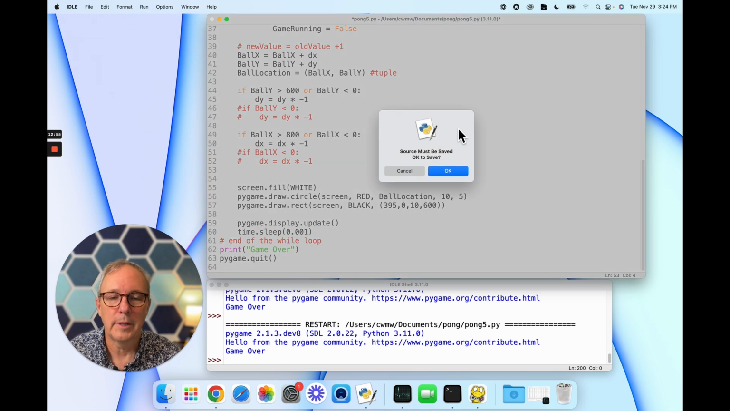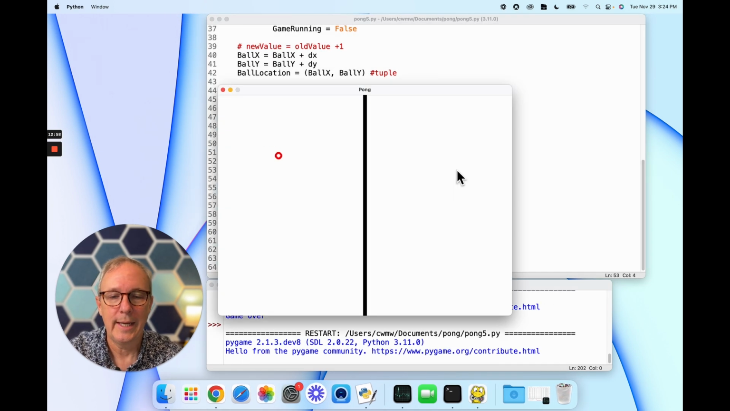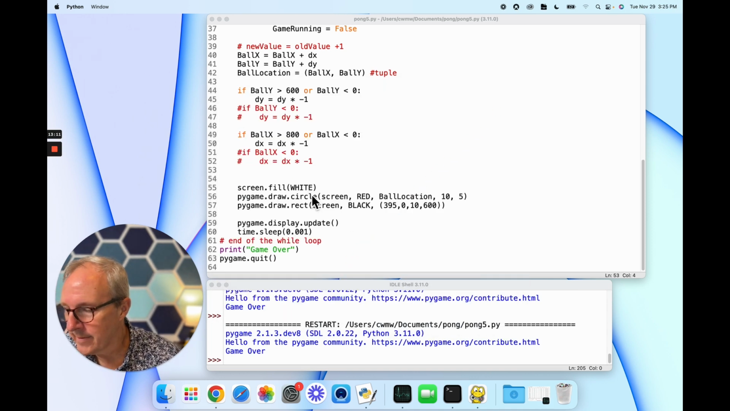Run, we're going to run the module and we're going to hit OK. And now our beautiful little ball should be bouncing all over the place. Bing, bing, bing, bing. All right, so let's close that.